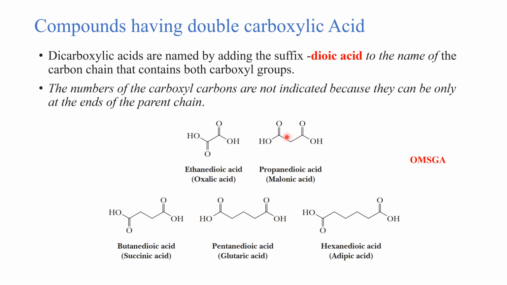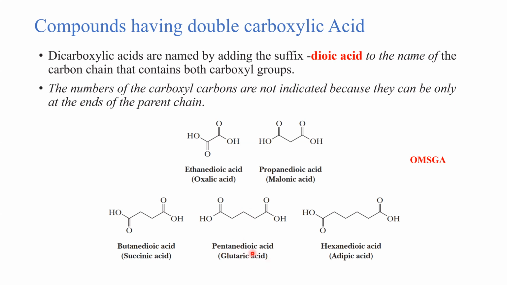Another one is the 1 CH2. So this is the propane dioic acid. This is the malonic acid. And if we keep on extending the CH2, here you can see this is 2 CH2. So this is the butane dioic acid. This is succinic acid. Then there are the 3 CH2. This is the pentane dioic acid, glutaric acid.